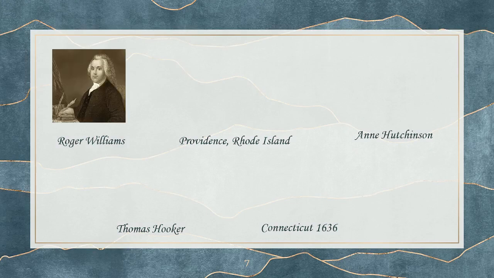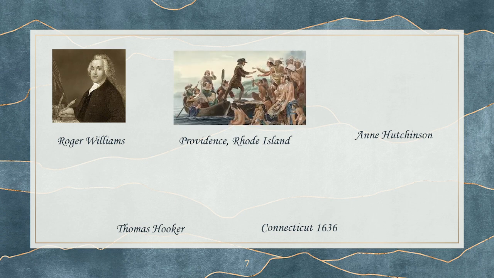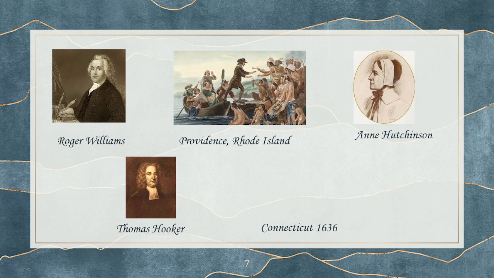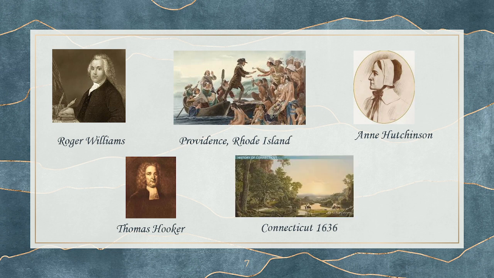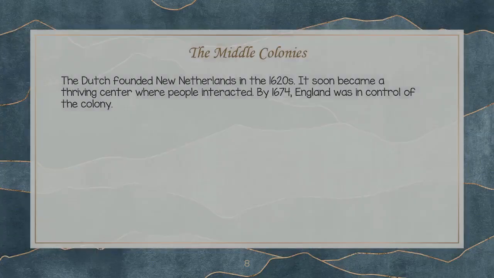Now here's a little more info about different people who were part of the New England colonies. Roger Williams. We also have the Providence of Rhode Island, where you can see an image of where they first arrived and they had an interaction with the Native Americans who lived there. Anne Hutchinson, Thomas Hooker, and here's an image of Connecticut in 1636. All of these topics we will go over in class.